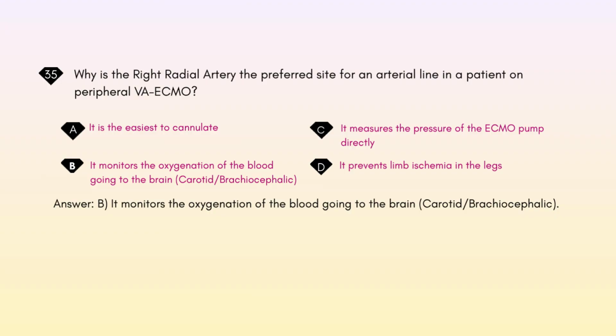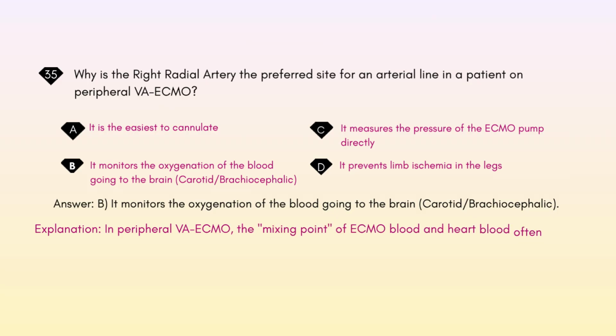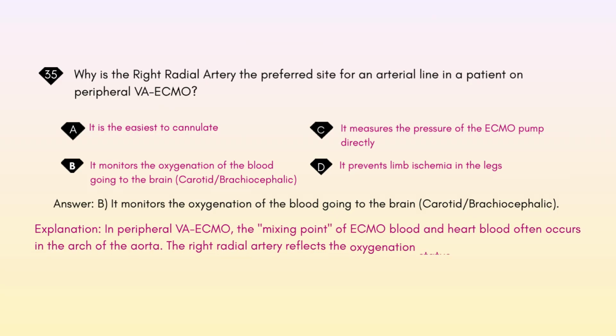carotid/brachiocephalic. Explanation: in peripheral VA ECMO, the mixing point of ECMO blood and heart blood often occurs in the arch of the aorta. The right radial artery reflects the oxygenation status of the brain and heart, the north-south syndrome.